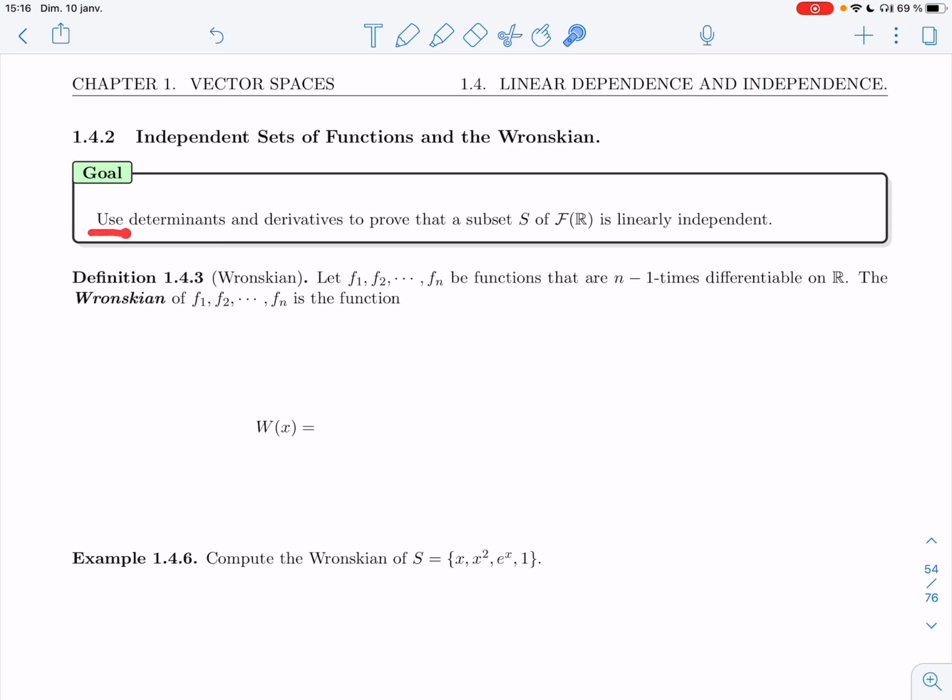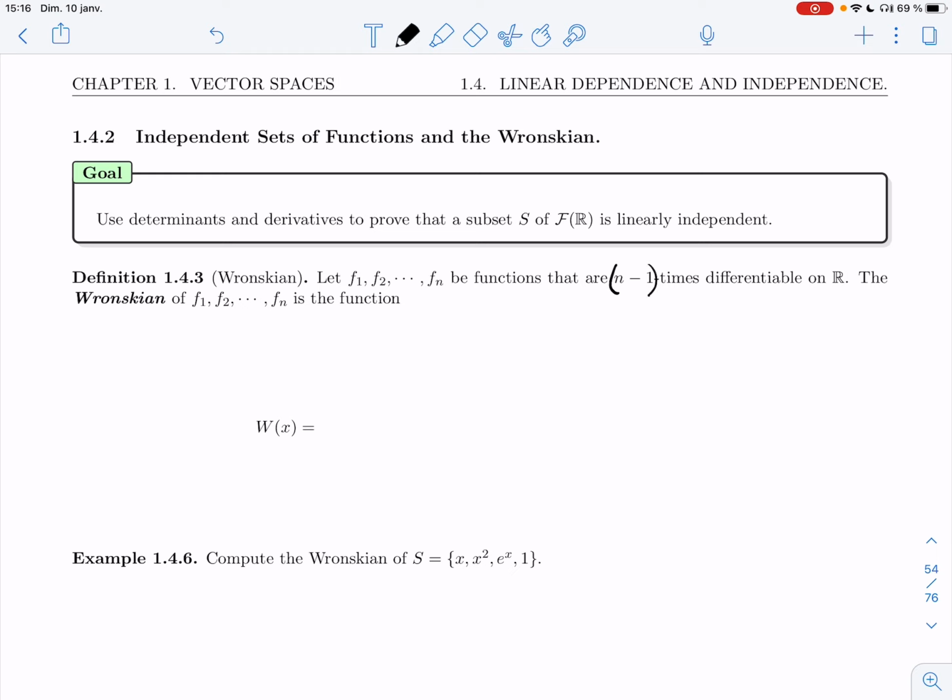Our goal is to use determinants and derivatives, two really helpful computational tools, to prove that a subset S is linearly independent. All right, let's start right away. Definition 1.4.3, I want to define the Wronskian. I'm going to take f1, f2, and fn to be functions that are n minus 1 times differentiable on R. Maybe I need parentheses here, it looks a bit strange.